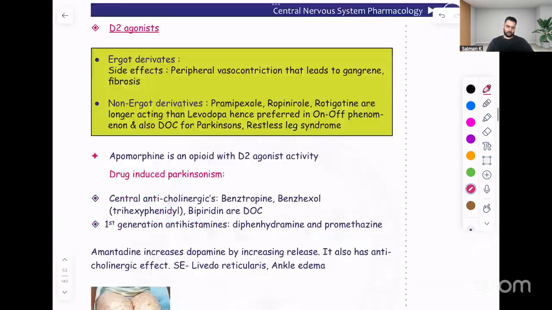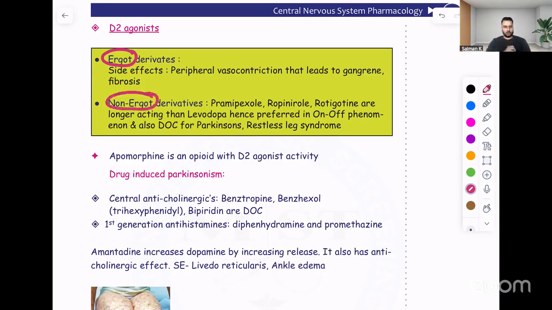Next is the drugs called D2 agonists. Now, what does the word D2 agonist mean to us? D2 agonist simply means these are the drugs that stimulate the dopamine receptor directly. Okay, this is what is happening over here. So, D2 agonists, we got someone like ergots and non-ergot drugs.